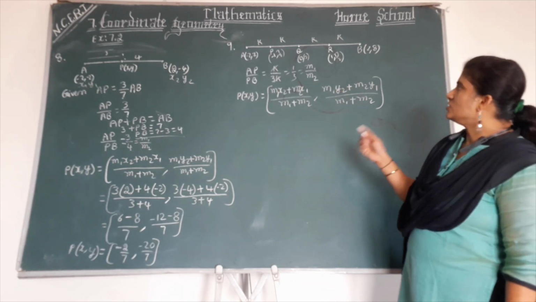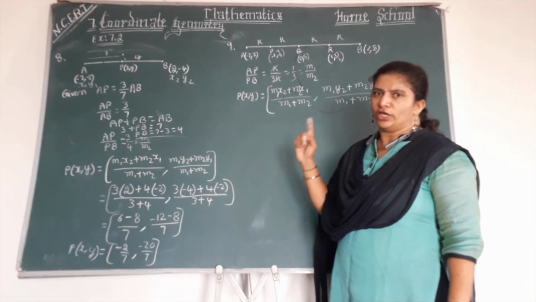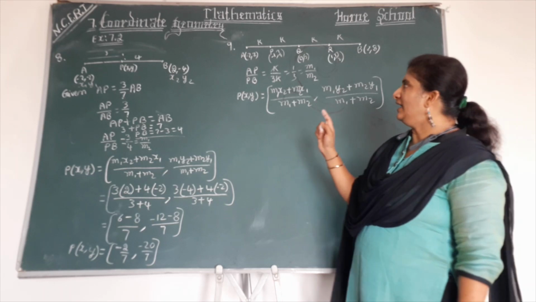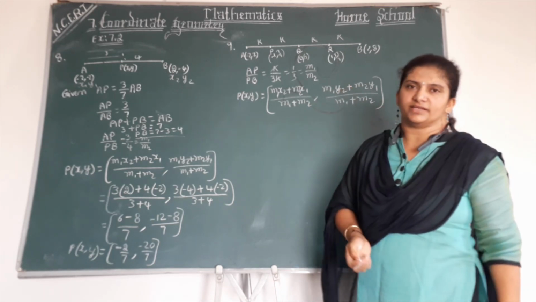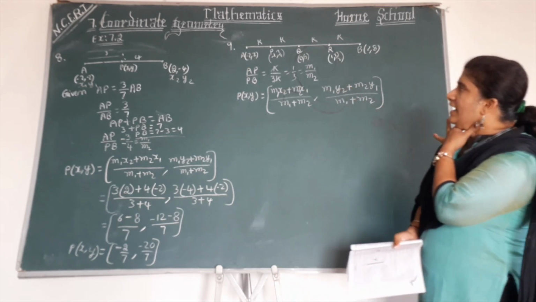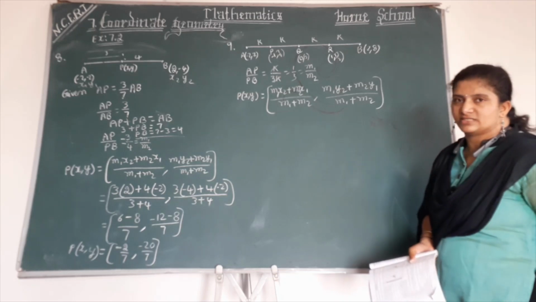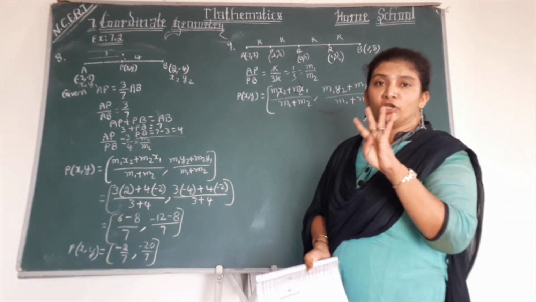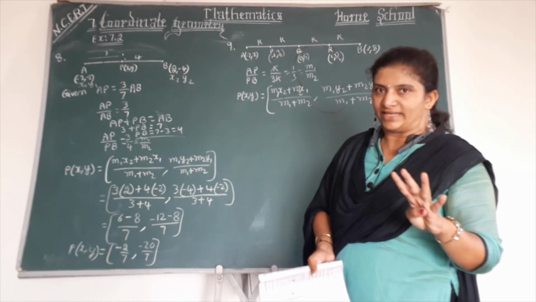Ready children? So a line segment joining points A and B is given for you. Find the 3 coordinates. See here, suppose your line is divided into 4 parts. 4 parts means it is divided into 3 coordinates but not 4. Okay, that you understand carefully.